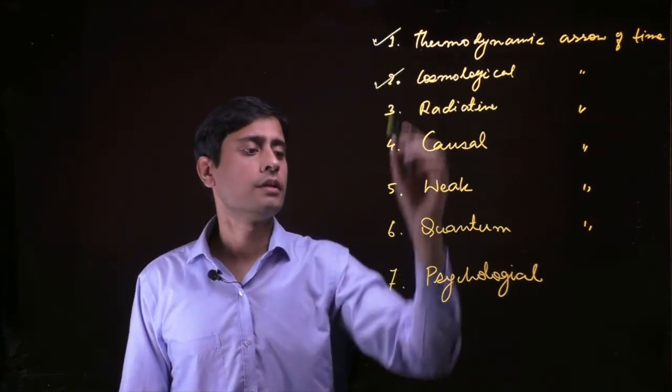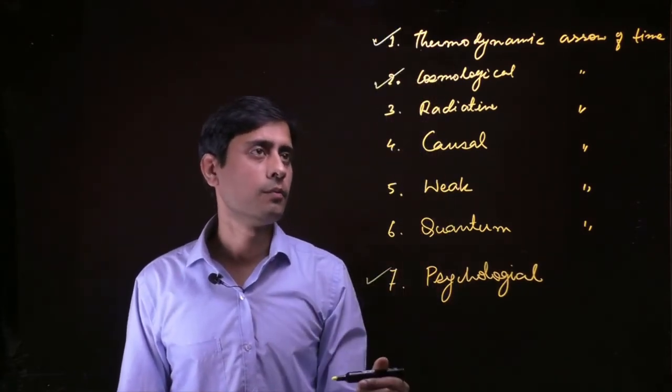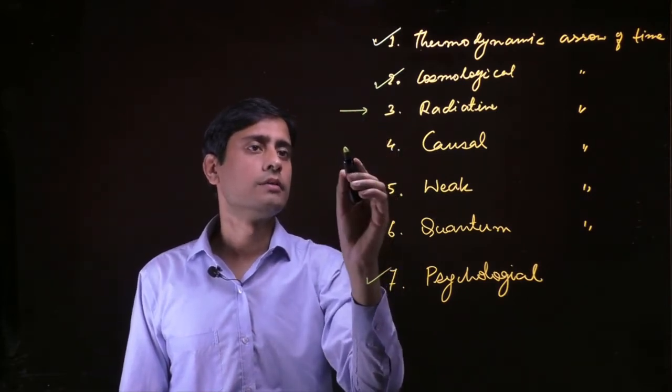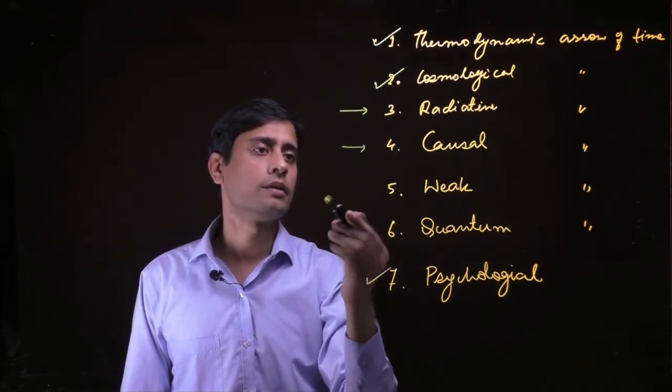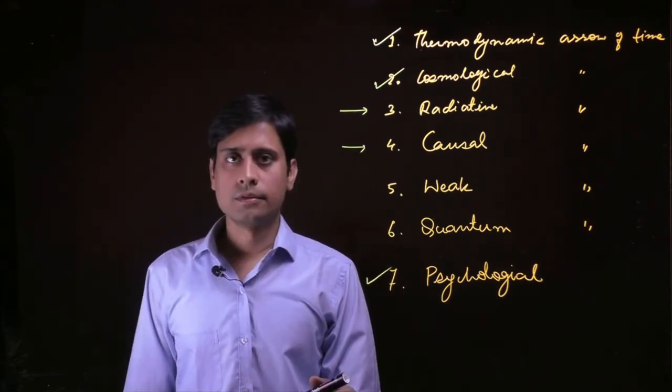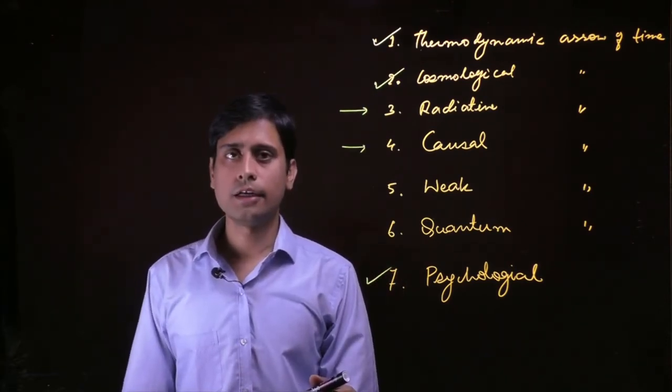So the thermodynamic, the cosmological and the psychological, we have already discussed. So we will start with the radiative, causal, and so on up to quantum. So let's start with the radiative arrow of time.